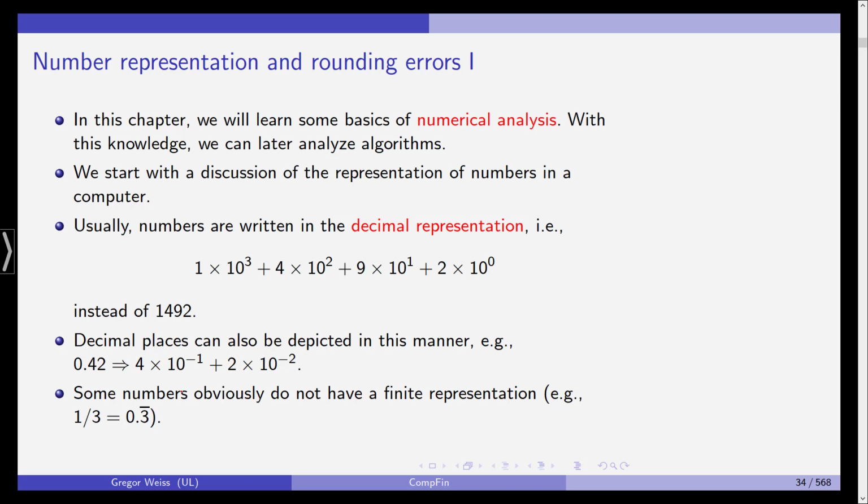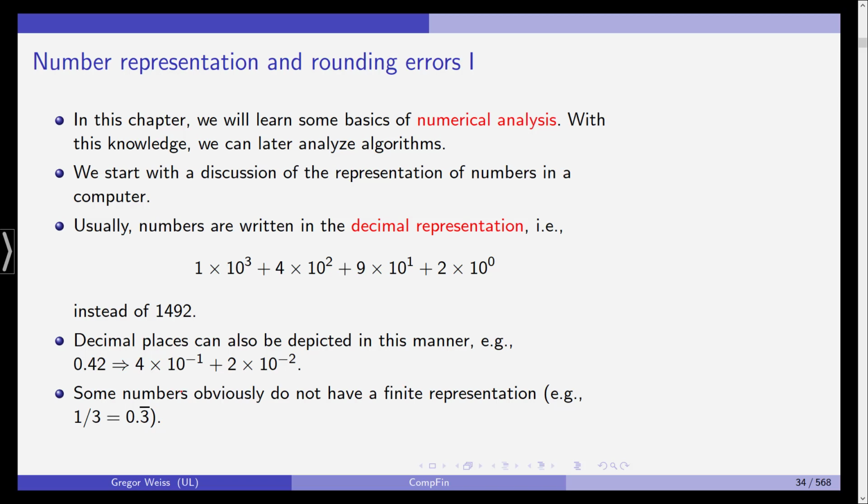This is the problem we already saw with the 10 times 8.1. The computer works in the binary system. We, however, work with the decimal representation. So our numbers, like 1492, are represented by 1 times 10 to the third power plus 4 times 10 to the power of 2 plus 9 times 10 plus 2 times 10 to the 0th power, so it's just 2. Now the decimal places can also be depicted in this manner. For example, 0.42 is just 4 times 10 to the power of minus 1 plus 2 times 10 to the power of minus 2.